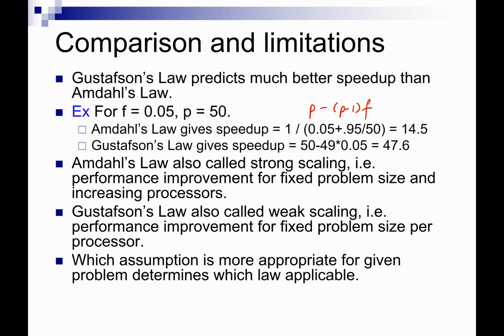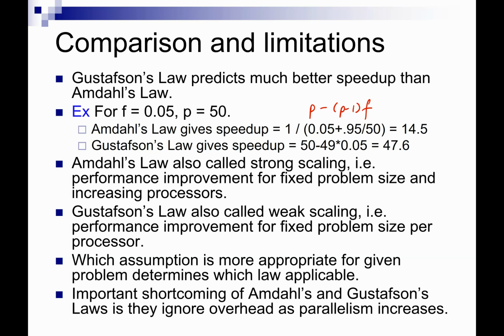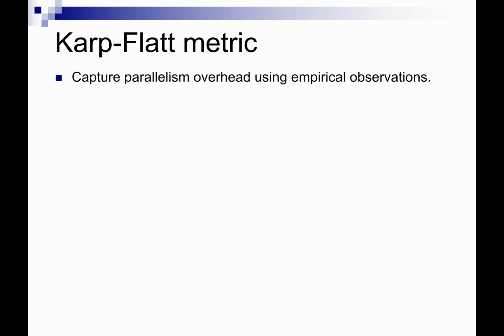One problem with Amdahl's and Gustafson's laws is that neither of them captures the issue of overhead. Overhead is different from the sequential part of the execution. Overhead is the increasing cost that you have to pay as you increase parallelism. This comes from things like communication or synchronization. It's different from the sequential portion, and Amdahl's law and Gustafson's law do not say anything about the overhead. In order to capture the effects of overhead, we can consider something called the Karp-Flatt metric.